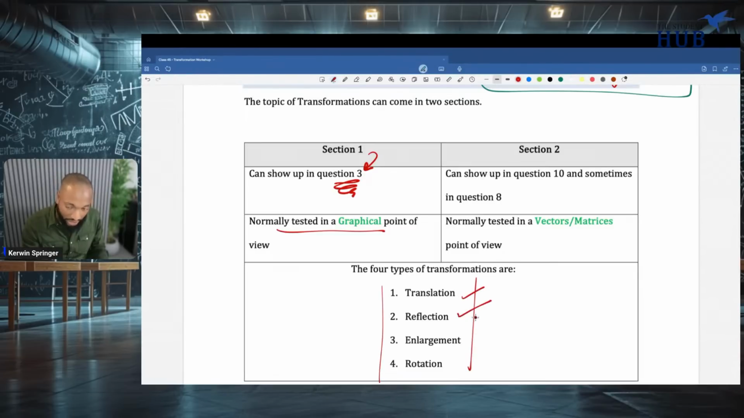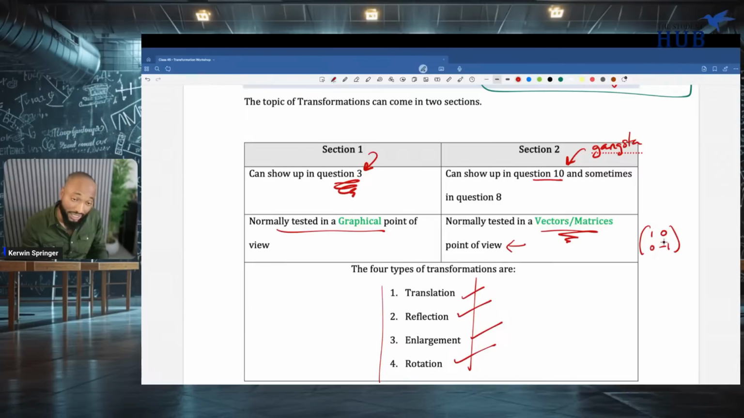Translation, reflection, enlargement, and rotation. Now the last one can show up in question 10, so this is the tough question here. When it comes to matrices, it's tested from a vectors and matrices point of view. This is where you use a matrix to do the transformation.